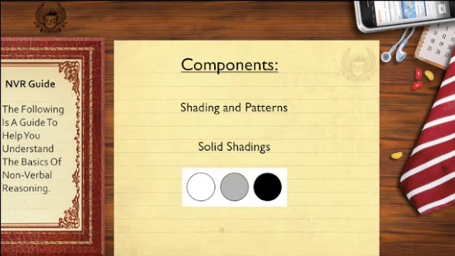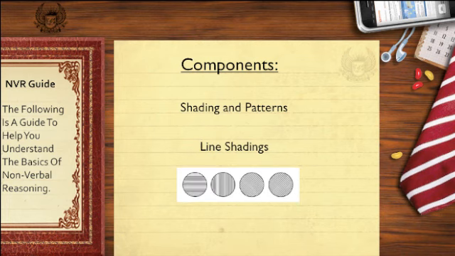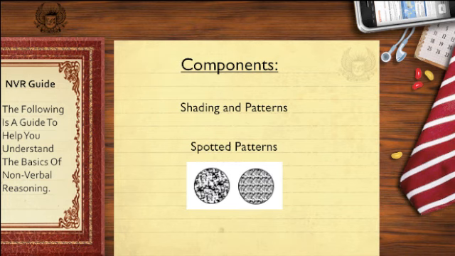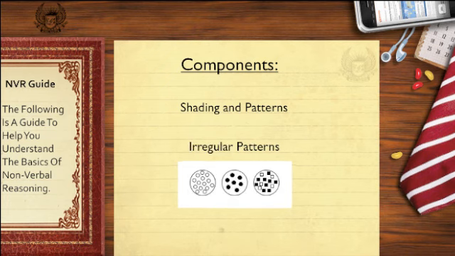Shading and patterns also change. You can have solid shadings from clear to grayscale to black, or you could have line shadings. Be careful here because the line shadings often rotate clockwise or anti-clockwise to catch you out. You can have lattice patterns, and they also can rotate clockwise or anti-clockwise. And spotted patterns. Even irregular patterns also appear.